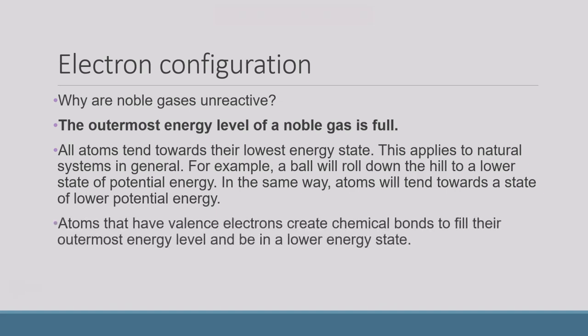Now, atoms that have valence electrons, meaning that they have a certain number of electrons in their outermost energy level, but it doesn't fill up their energy level, could actually reduce the energy state through bonding. So that is why many, many atoms will create chemical bonds, but noble gases will not create chemical bonds.